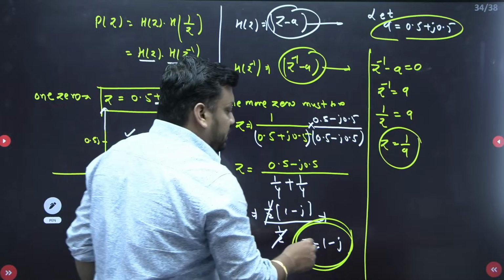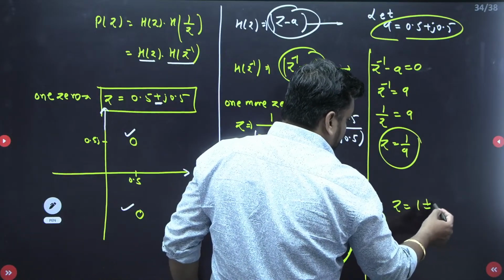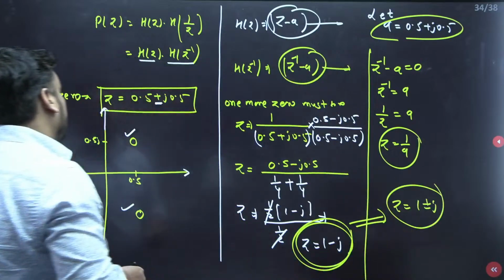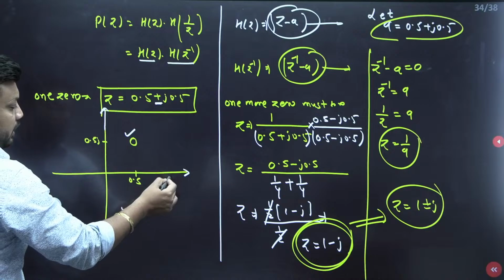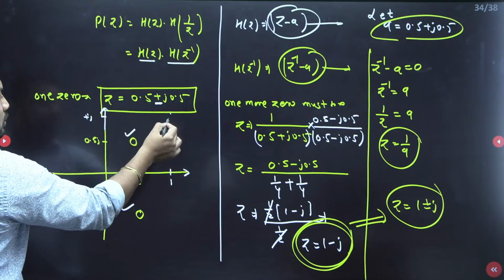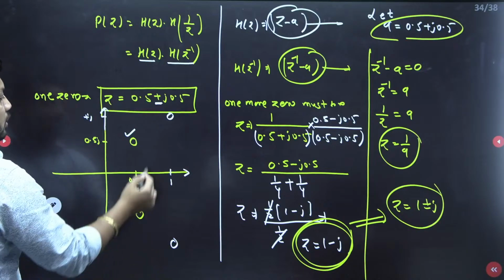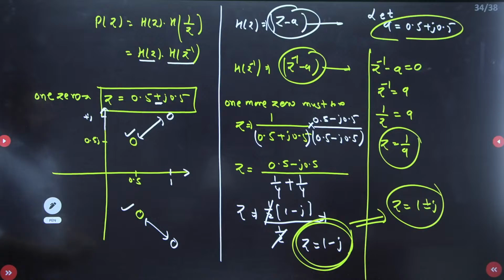1 minus j means this is also a conjugate. So z equals 1 plus minus j. It means if here is 1 plus minus j, here is also plus j, then one more zero lies here and here. So these should be the zeros. One is 0.5 plus j 0.5 and second is 1 plus minus j.